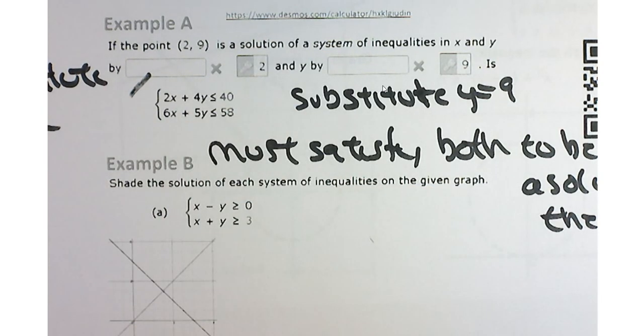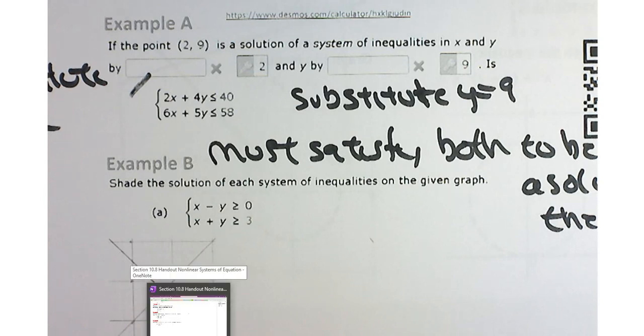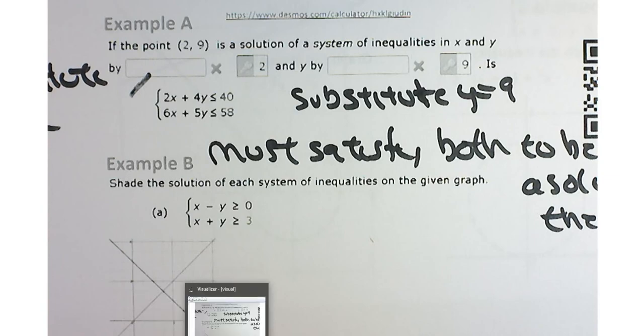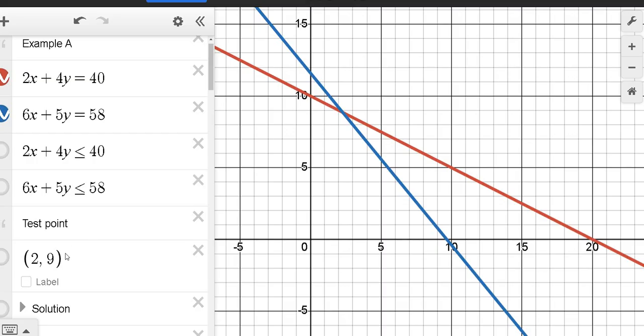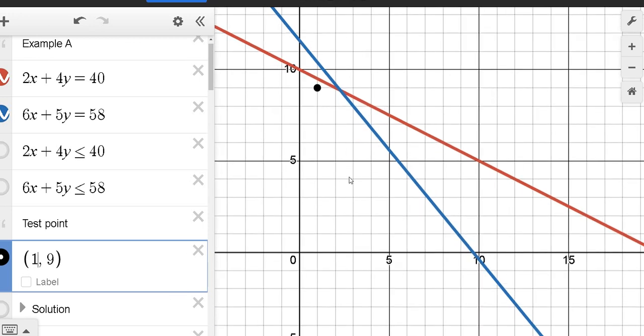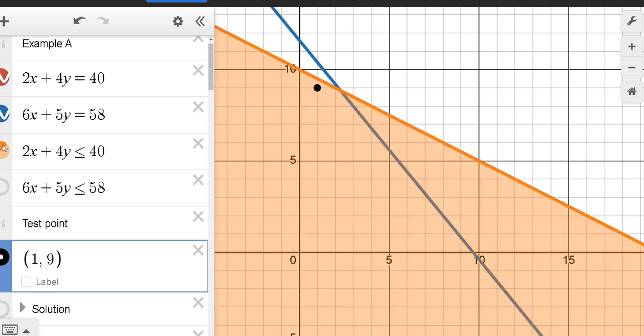actually I can't use 2 and 9, I think. I think that's going to be actually a point right on our graph. Now, let me just look back at this here. Yeah, 2 and 9 is actually on one of these graphs, so let me use 1 and 9. That's not on our graphs. So if you substitute that into both equations, it'll tell you where to shade. In the first one you shade below, and in the second one you shade below.